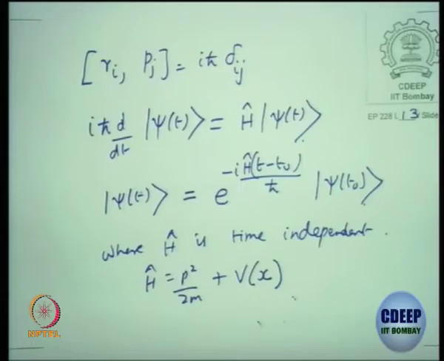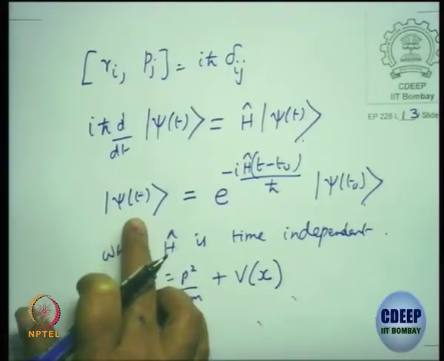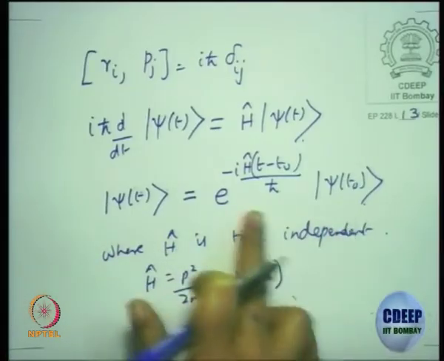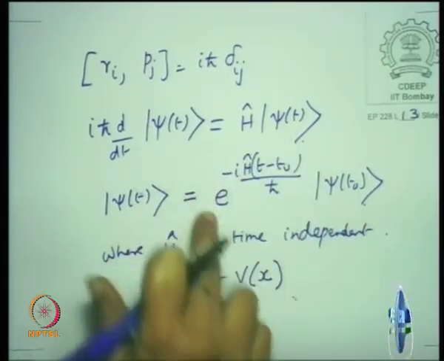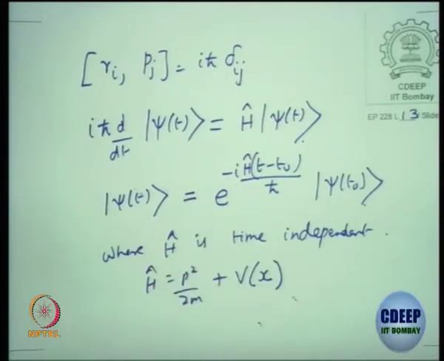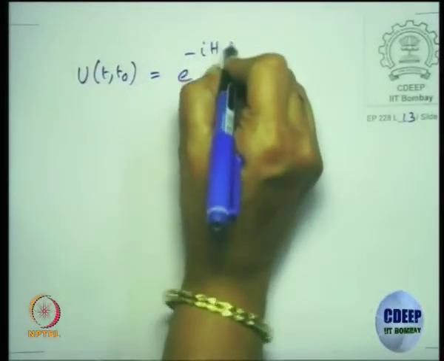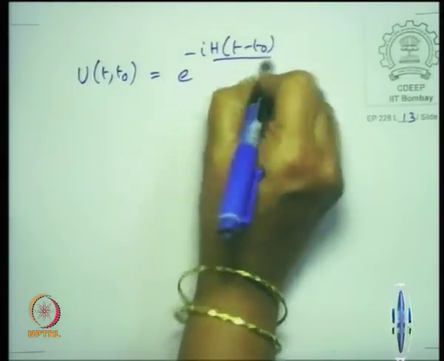These are only position dependent potentials I have taken, but you can take potentials which are functions of x and p. Even there, in the time evolution of a state, the state at t is related to t naught by this operator, which is called the time evolution operator. So, the time evolution operator U of t comma t naught is e to the minus i H (t minus t naught) over h cross.